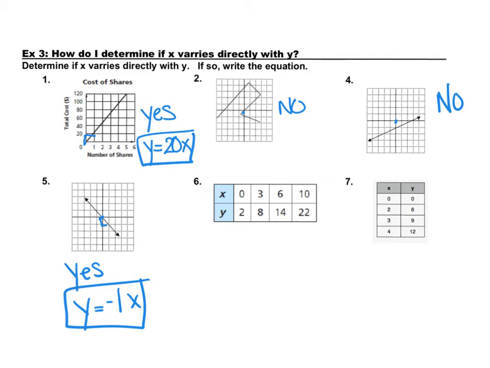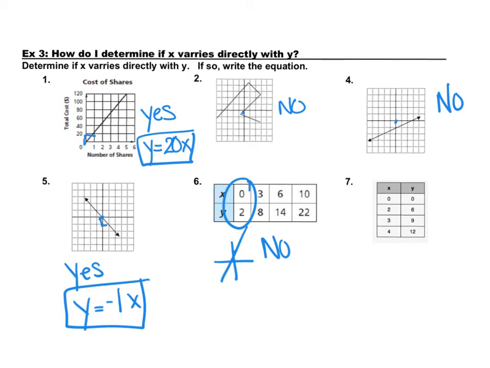All right, our next one. So now let's take a look. First of all, it has to go through the origin, and it has to have the constant rate of change. Well, right here, if you look at 0, 2, that does not go through the origin. That means that that's going to be starting on this graph. If 0 up 2, it's going to go up kind of like this. So this is going to be a no.